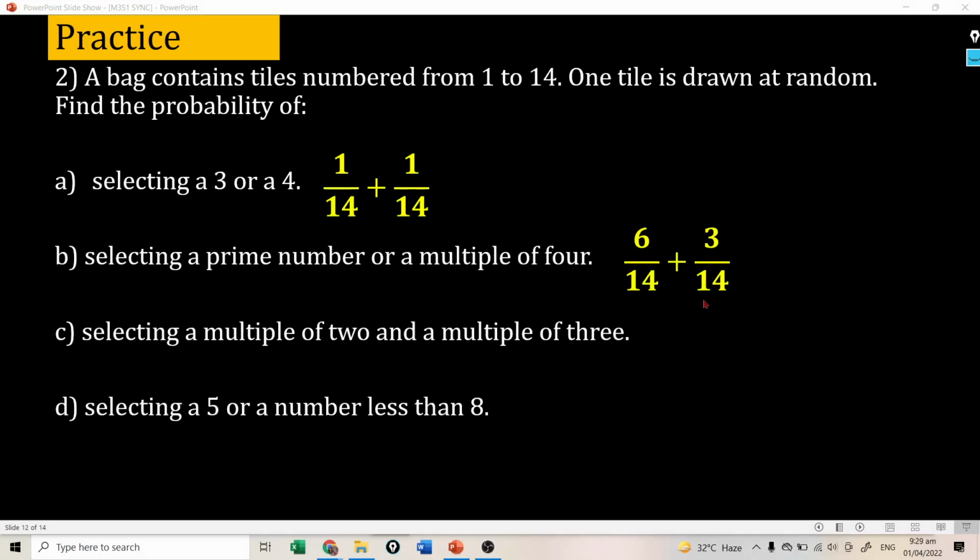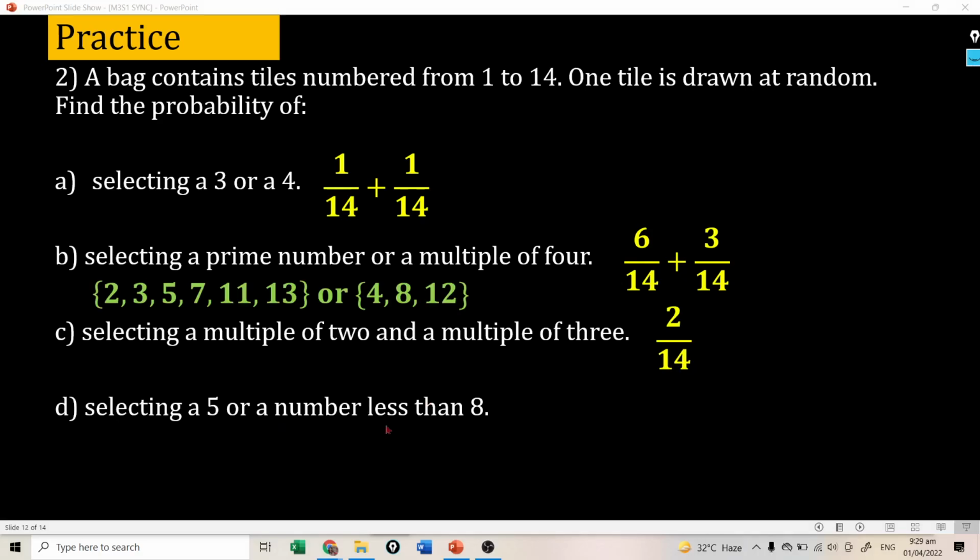Next, selecting a multiple of 2 and a multiple of 3. Can a number be both a multiple of 2 and of 3? Yes, basic math dictates that it will be a multiple of 6. And how many multiples of 6 are there from 1 to 14? Only two, 6 and 12. So that's going to be 2 out of 14.